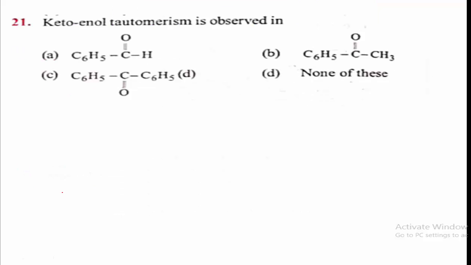Next, question number 21, students. Keto-enol tautomerism is observed in which compound? In the theory class, I already told you which type of compound shows keto-enol tautomerism. Remember, students, the compounds which contain alpha hydrogen atoms show keto-enol tautomerism. What are alpha hydrogen atoms? The hydrogens present on the alpha carbon atom.